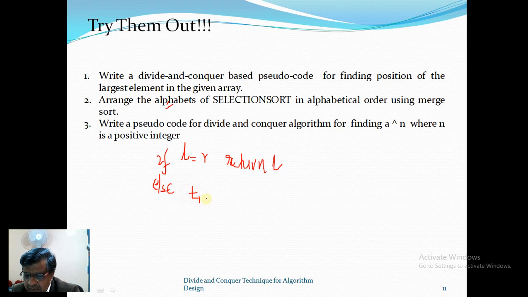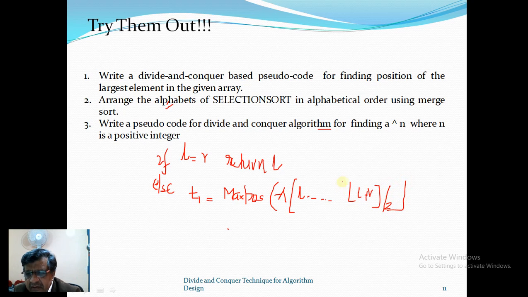T1 equal to, let us say the name of the algorithm is max position, finding max position. The array is A, with lower boundary L, and the end is (L plus R) divided by 2, where L is the left extremity and R is the right extremity, and the floor. This is to account for odd numbered element arrays.